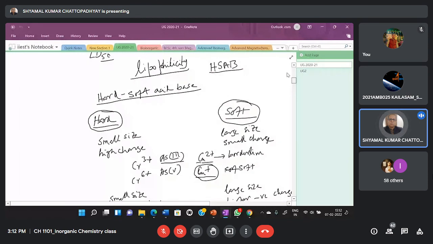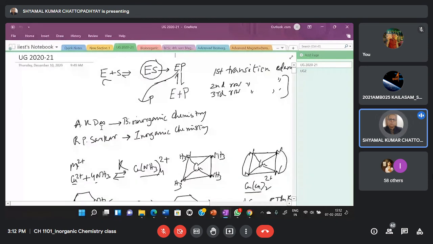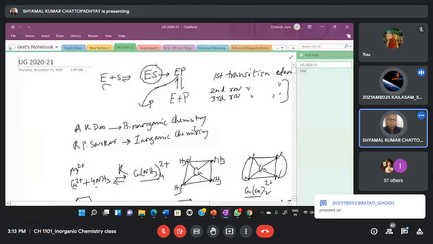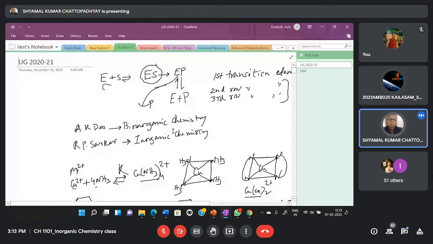I have told you these two books. Ekedas Bioinorganic will be the best book for the bioinorganic part, or RP shortcuts in organic chemistry, or you can look for any standard inorganic chemistry book and you will have some chapter on bioinorganic chemistry. But the best book to follow is Ekedas Bioinorganic Chemistry.